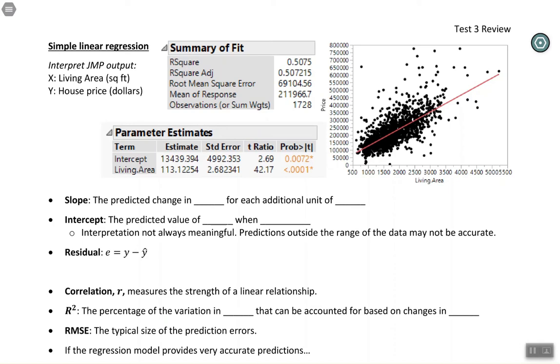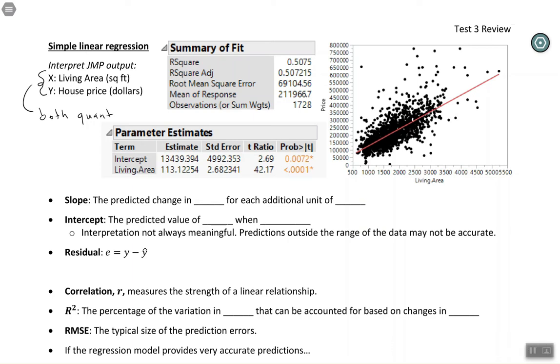All right, let's move on to page 2 of the summary. This is about simple linear regression. This is what we covered in units 10 and 11. In this example, we're looking at the relationship between living area and house price. So notice that these are both quantitative variables, right? We're looking at the relationship between two quantitative variables. That's always what we're doing in regression.